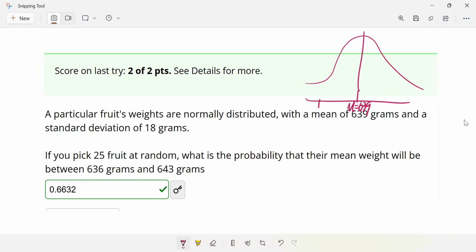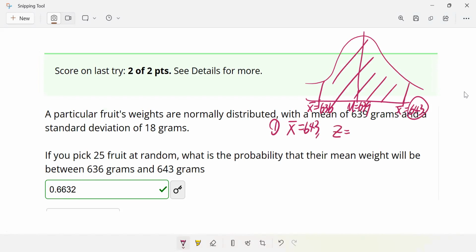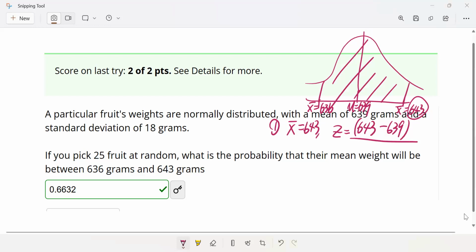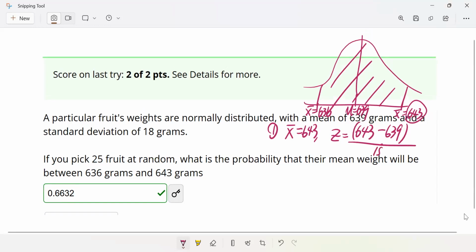Now two numbers, one on the left, 636, one on the right, 643. I'm looking for the area in between. First of all, for the bigger x as the average weight, we find the z-score. So it is 643 minus 639 over 18 over square root of 25. You're following so far, right? Yes, I am.